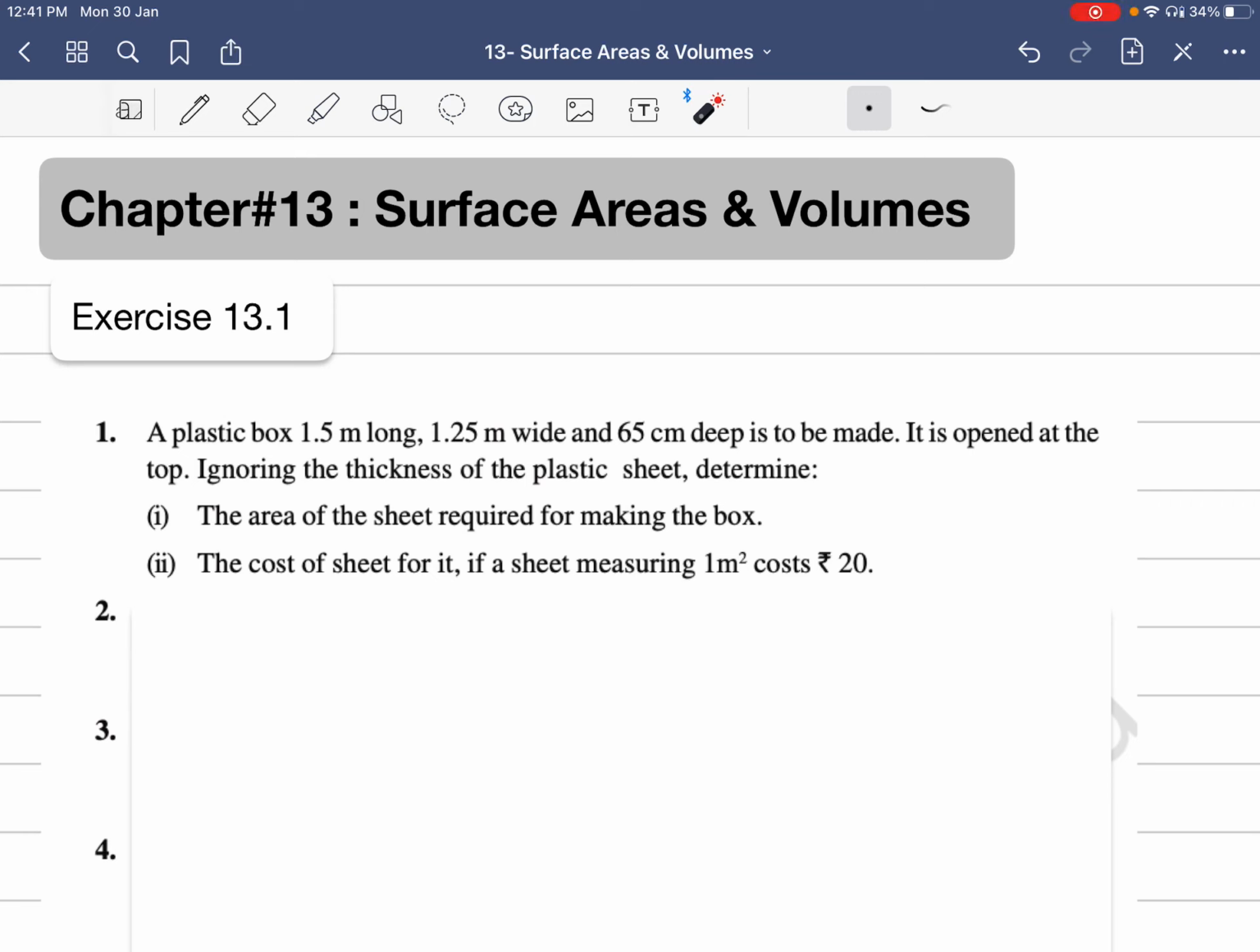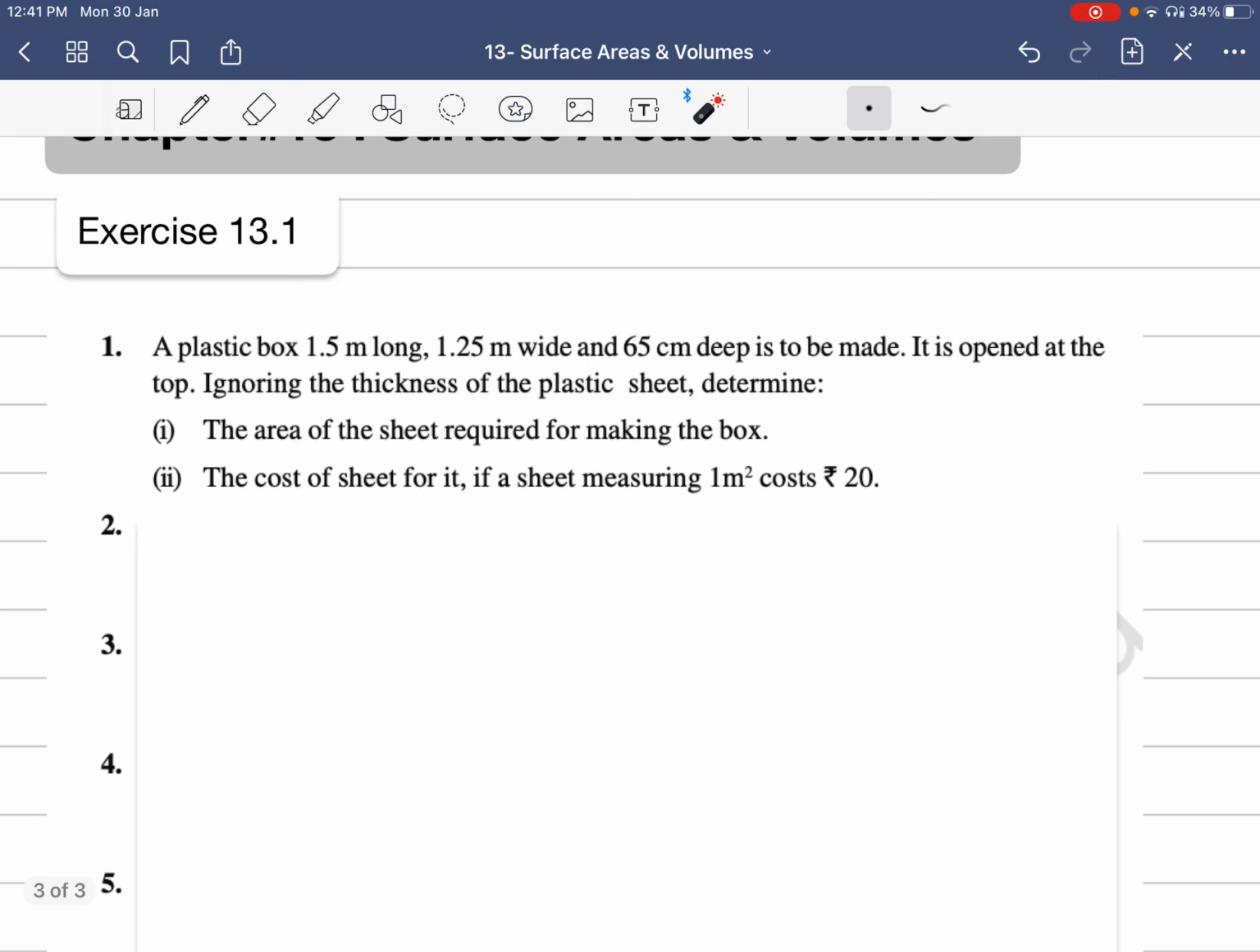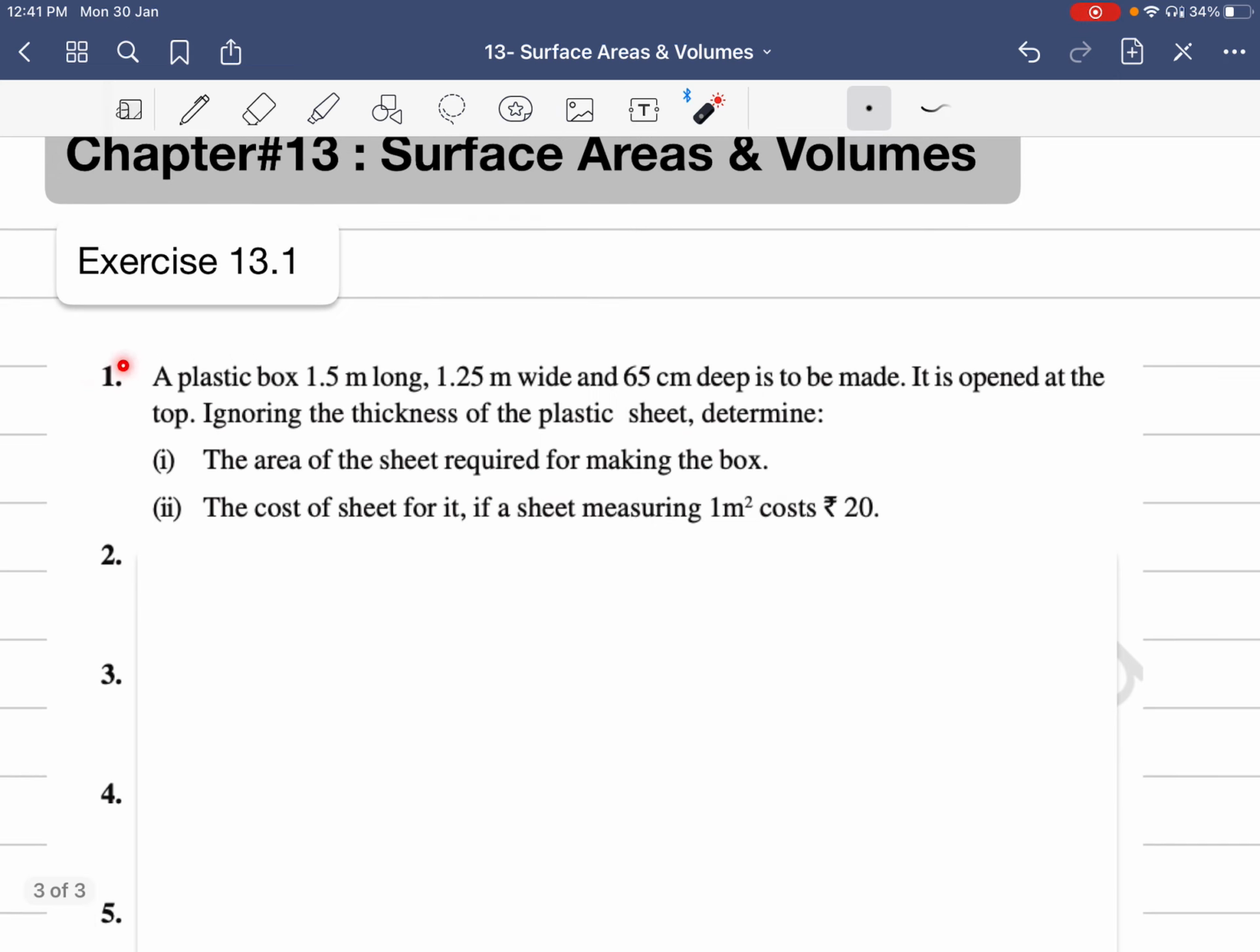So in this video, we're going to start solving questions from exercise 13.1, which belongs to chapter number 13, surface areas and volumes. In all, we're going to see 5 different problems. First, let's start with problem number 1.